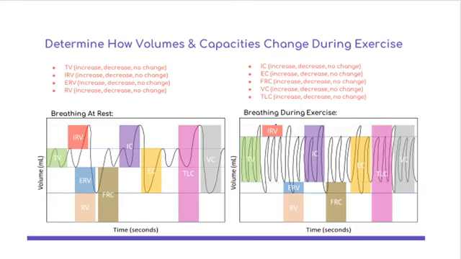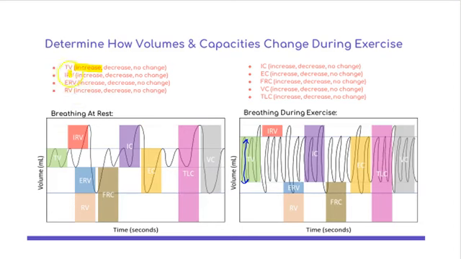And now let's see the impact of exercise on volumes and capacities. This is a chart showing all of the volumes and capacities of the lung at rest, and the volumes and capacities during exercise. Let's see which of them is going to change. How is TV going to change? If you look at this chart and compare these together, as you can see, our tidal volume, the amount of air that we breathe in and out during exercise, is obviously increased. So the TV would be increased during exercise.